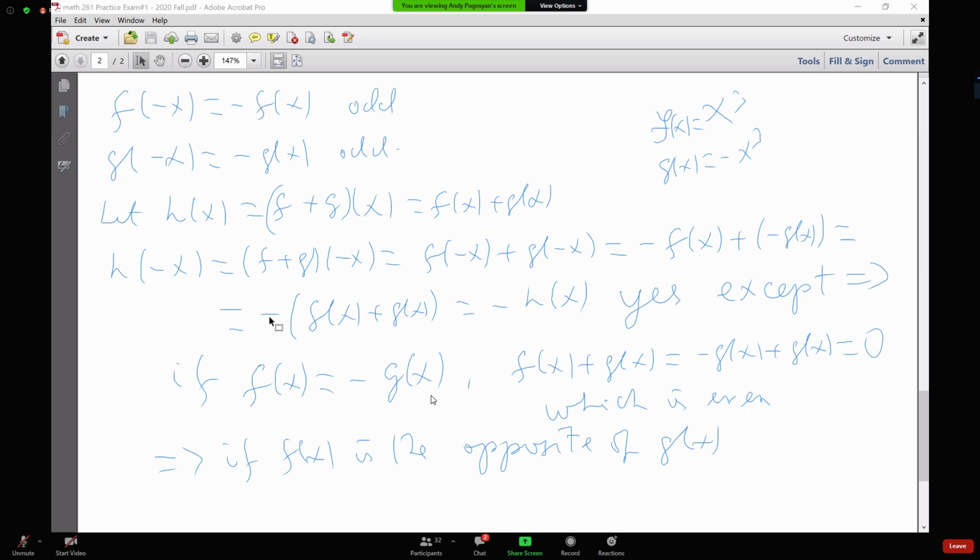F of negative x becomes negative f of x because it's odd. So then, therefore, h of negative x is negative h of x. So it's odd. It's odd, yeah. And then it says that's why, except. We put answer yes.